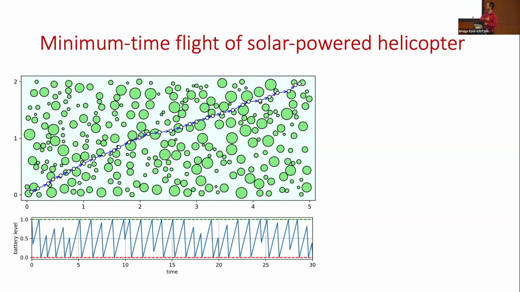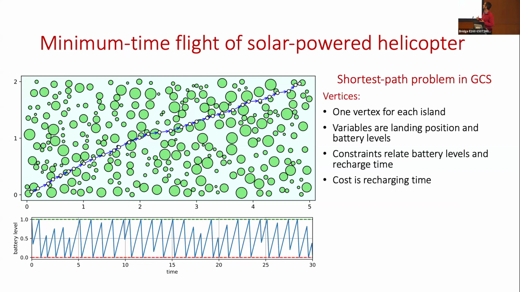When the helicopter is flying, the battery goes down. Then the helicopter can take a break on an island to charge the battery, to fly again. Of course, it cannot fly straight from the first to the last island because it doesn't have enough energy. And this is nicely formulated as a shortest path problem in GCS.